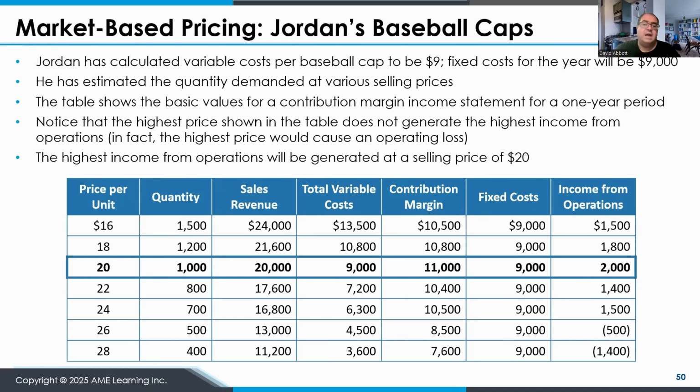Notice that the highest selling price on the table does not generate the highest income from operations. In fact, the highest price would cause an operating loss, or actually the highest two prices listed there would cause an operating loss. And so the highest income from operations would be generated at a selling price of $20.